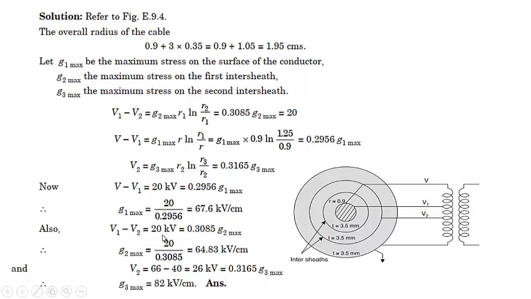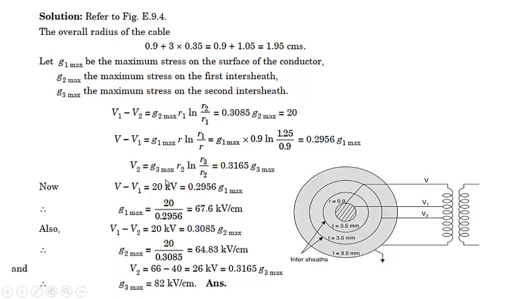So V1 minus V2, which is 20 kV, is equal to 0.3085 G2 max. So G2 max is equal to 20 divided by 0.3085, it comes out to be 64.83 kV per centimeter. We could calculate G2 max here also, because the equation is the same. So V2 is 66 minus 40, that is 26 kV. It is not the same, because the total operating voltage of the cable is 66 kV and 40 kV is appearing across the two inner layers, that is V minus V1 and V1 minus V2. The rest will appear across the last layer. So this comes out to be 26 kV.